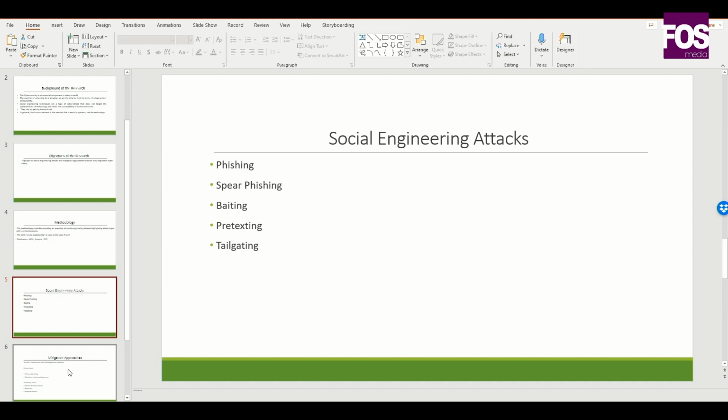When it comes to pretexting, the attacker will act as some kind of high authority figure, maybe from the police, or maybe some president in the urban council. They will act as that actual person and try to gain some information from you. That's what happens in pretexting.